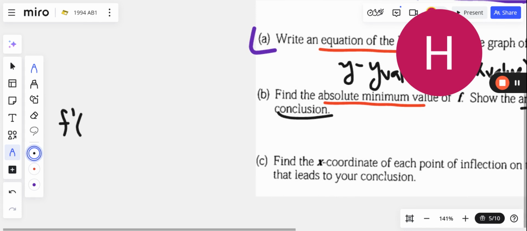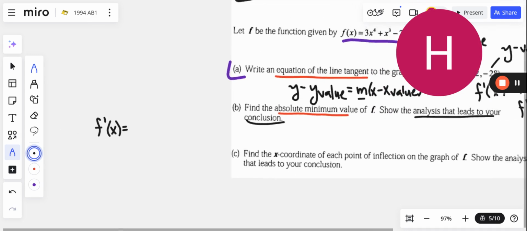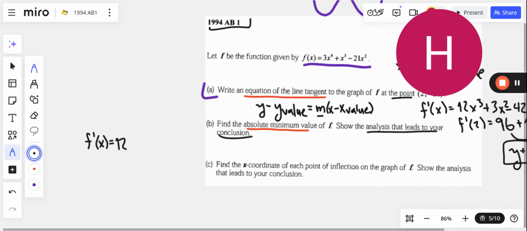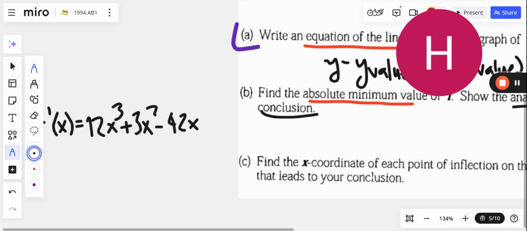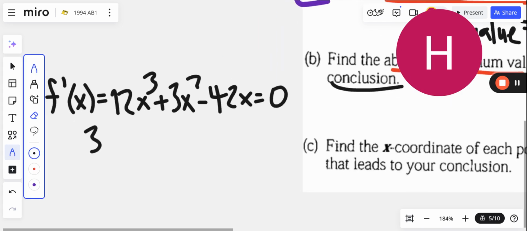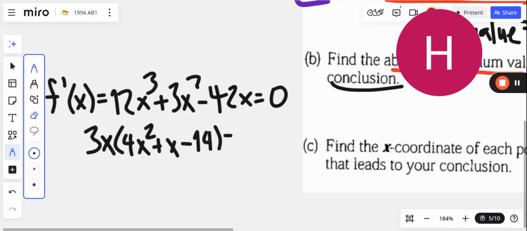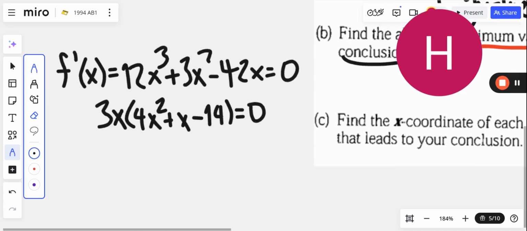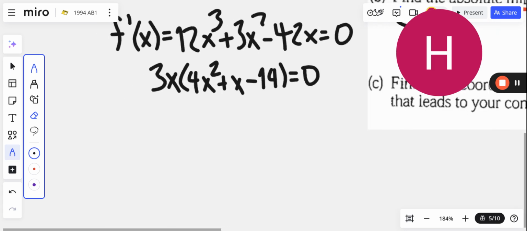So we use the derivative again. We have 12x cubed plus 3x squared minus 42x. So we want to find when this is equal to 0 or undefined. It's never undefined because it's a polynomial. Let's factor out 3x, and that will leave us with 4x squared plus x minus 14 equals 0. And you can solve this in many ways. We can factor this in many different ways.